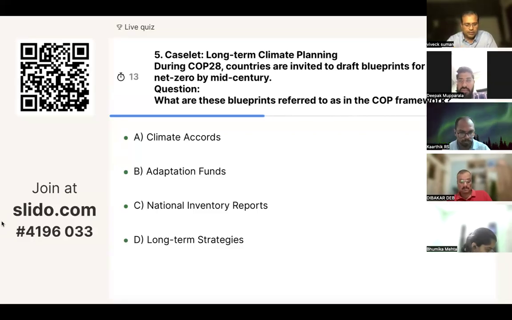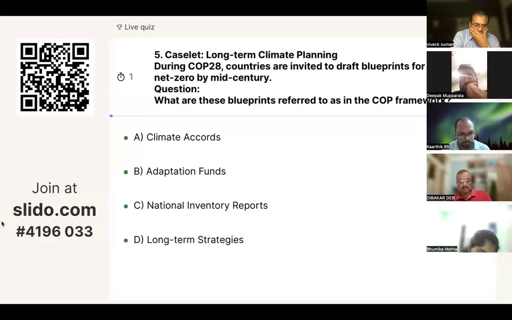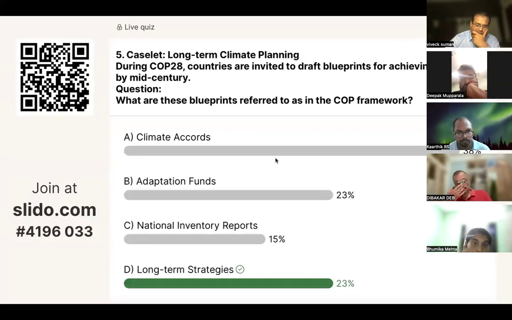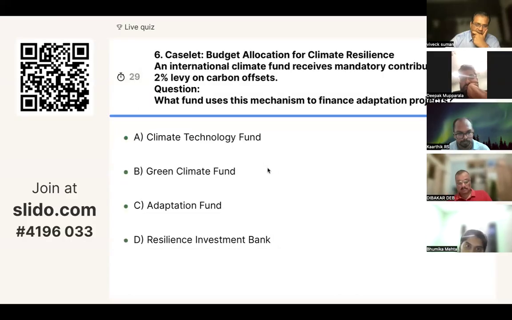What are these blueprints referred to as in COP framework? Okay, the correct answer is long-term strategies, LTS.